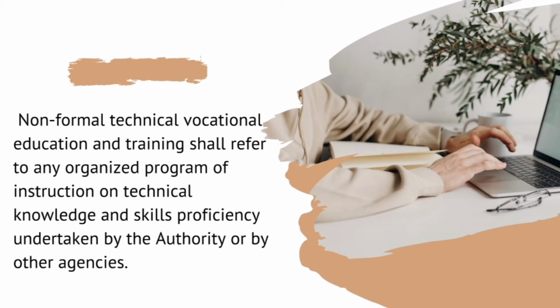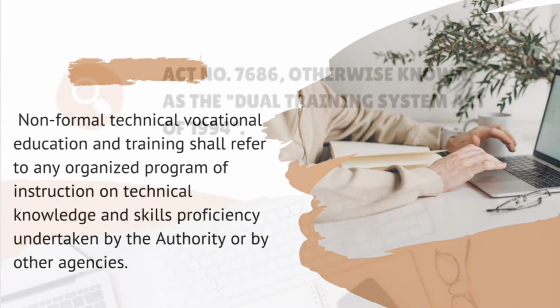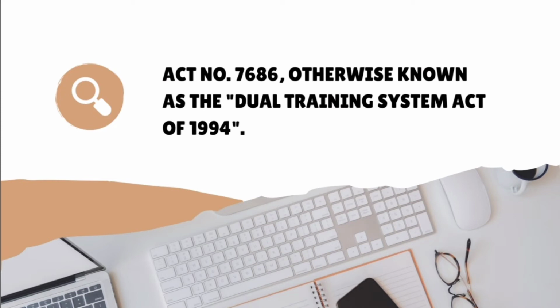So, non-formal technical vocational education and training shall refer to any organized program of instruction on technical knowledge and skills proficiency undertaken by the authority or by other agencies. To implement this mandate, the authority shall provide direction, policies, and guidelines for effective implementation of non-formal technical vocational education and training. Act number 7686, otherwise known as the Dual Training System Act of 1994.